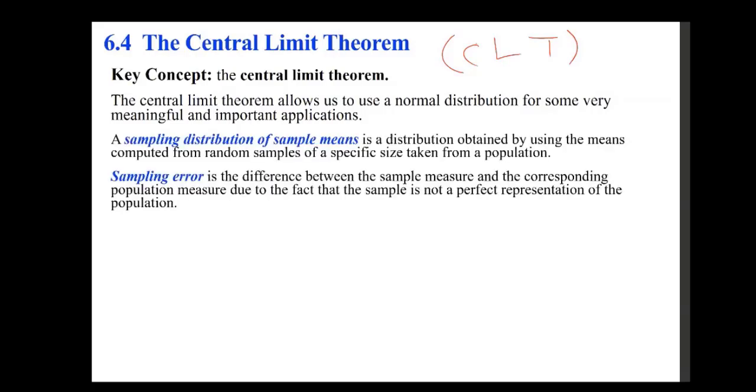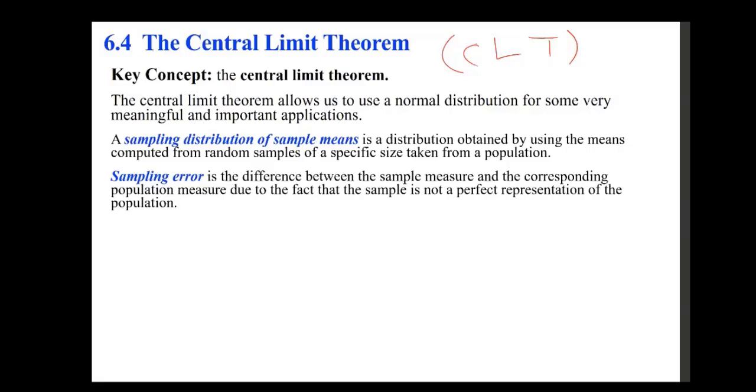A sampling distribution of sample means is a distribution obtained by using the means computed from random samples of a specific size taken from a population. Sampling error is the difference between the sample measure and the corresponding population measure due to the fact that the sample is not a perfect representation of the population.